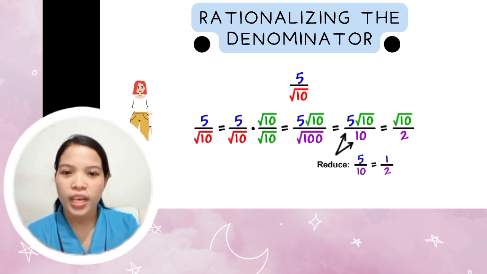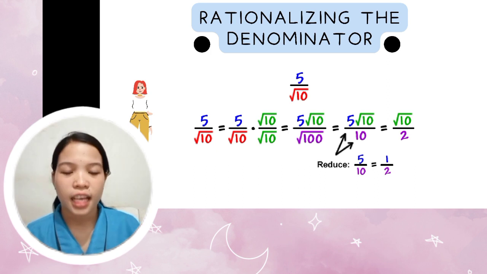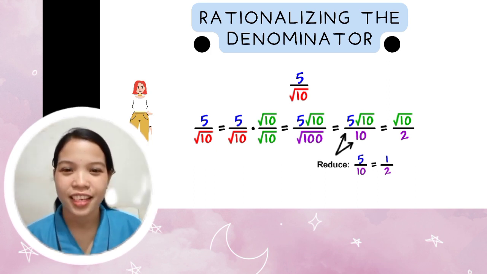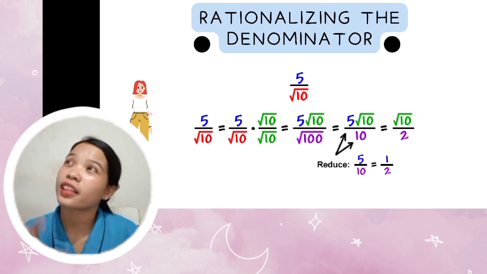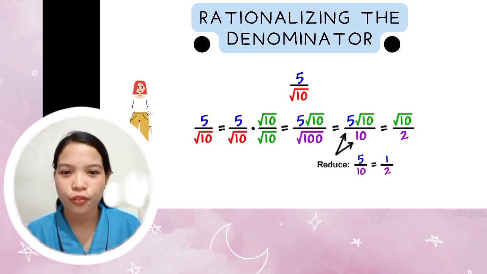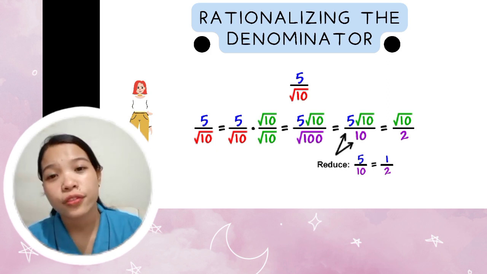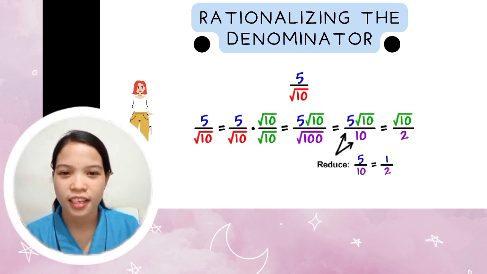So, we come up with this answer. 5 times square root of 10, so 5 square root of 10. Then square root of 10 times square root of 10 is equal to 100. Since 100 has a square root, we need to find its square root. So the square root of 100 is 10.